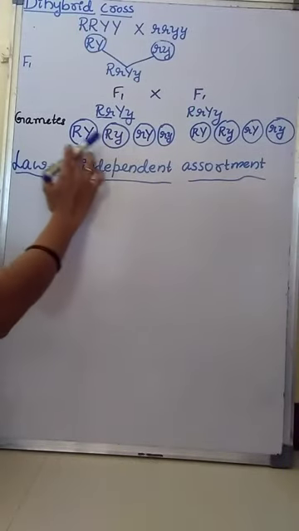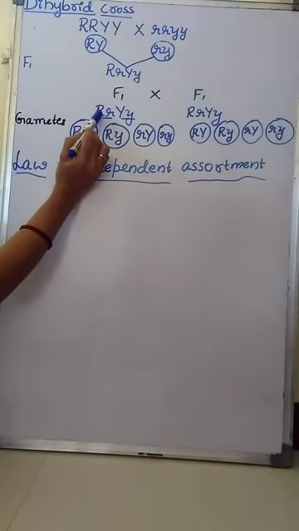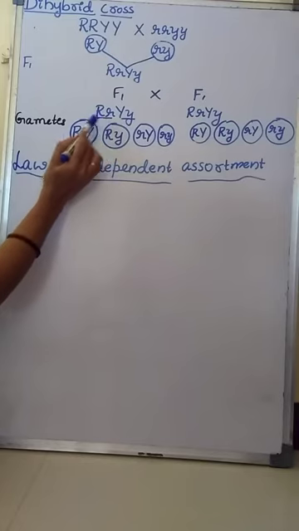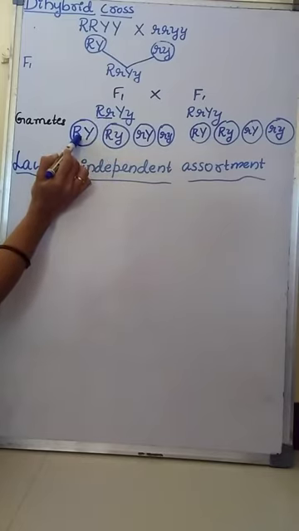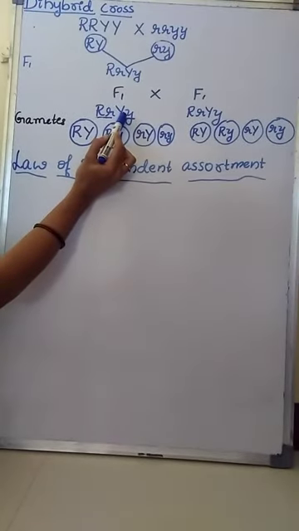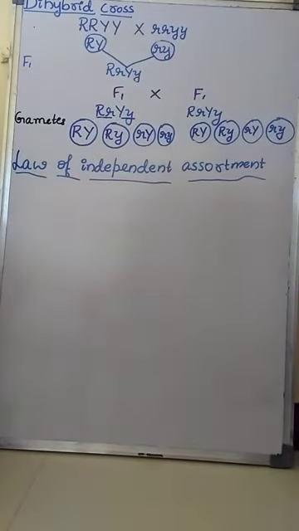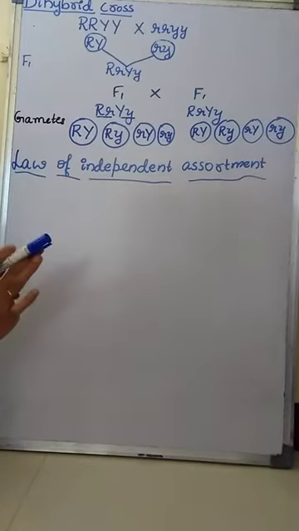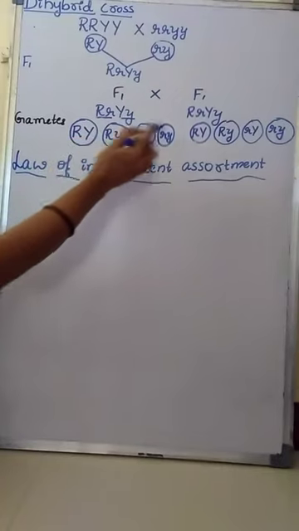Hence we will get these four types of gametes here. Because the entry of capital R from this character into the gamete is independent of the entry of capital Y from this character into the gamete. Distribution of alleles of two contrasting characters is independent. Independently they assort or they distribute. That is called the law of independent assortment.